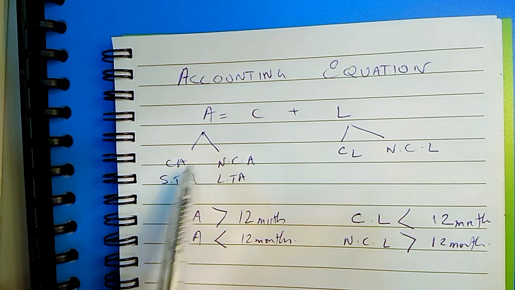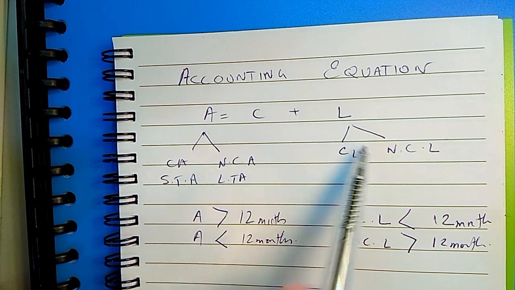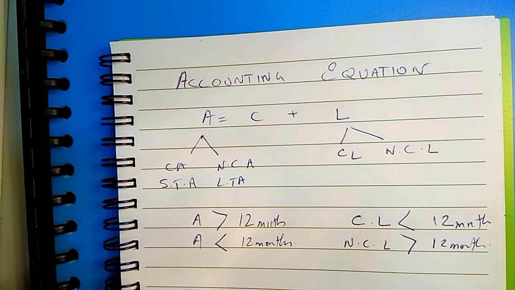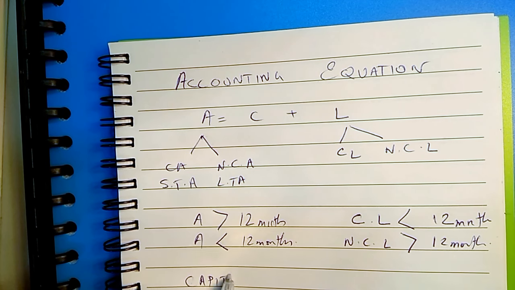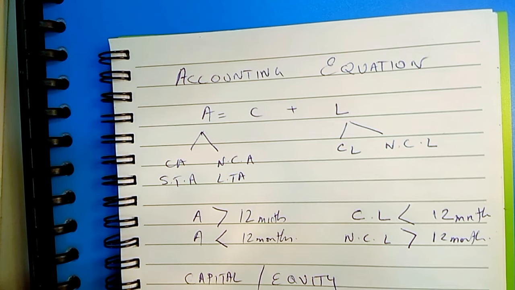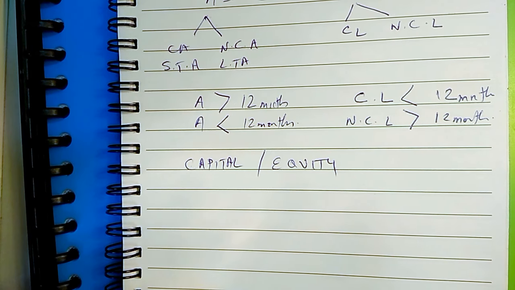Okay, so assets and liabilities, we have looked into them, and now let's see capital. Capital is also known as equity. So capital is whatever the owner brings into the business.